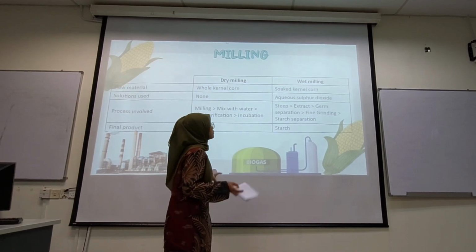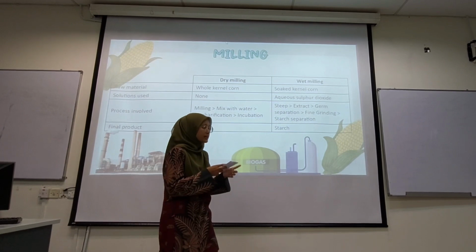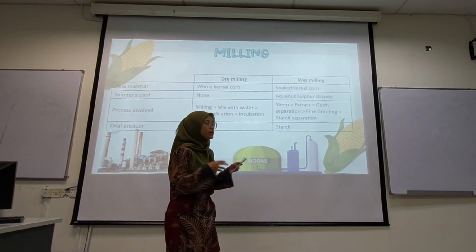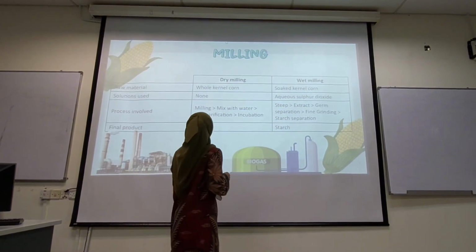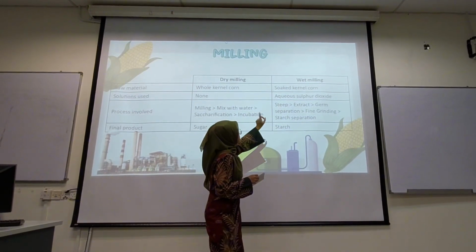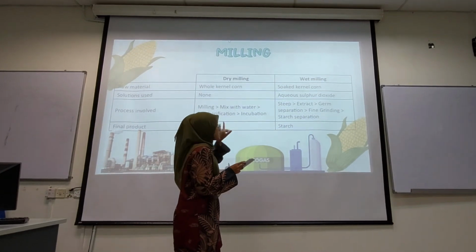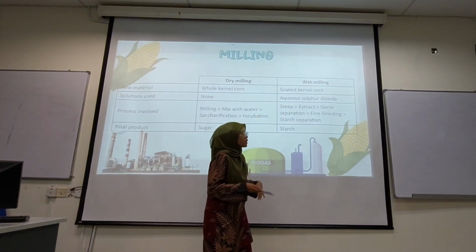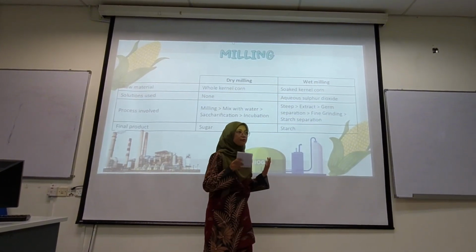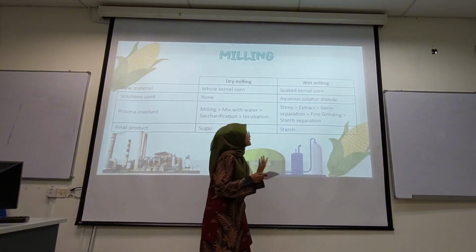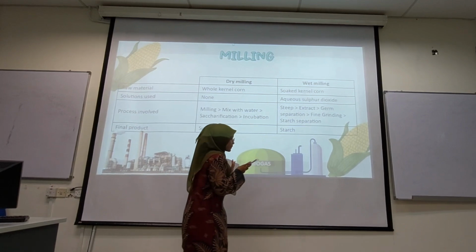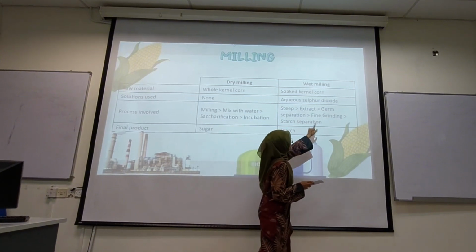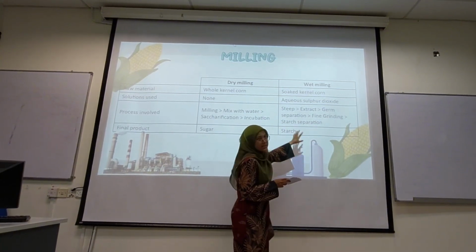So how does wet milling do its work? Basically, for the soft kernel corn, we will soak the kernel with an aqueous sulfur dioxide solution, and this process we call the steep process. And then after the steep process, we extract it to get a high volume of corn oil. Okay, and then the corn product will continue to fine grinding and starch separation.